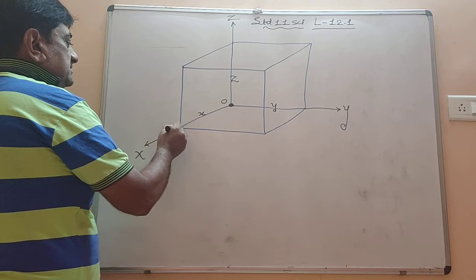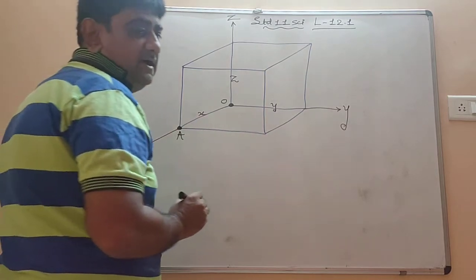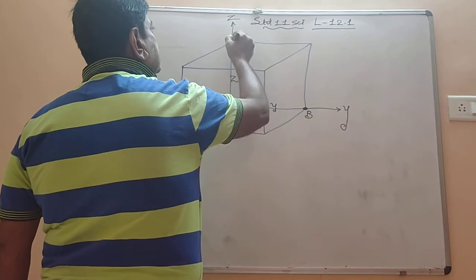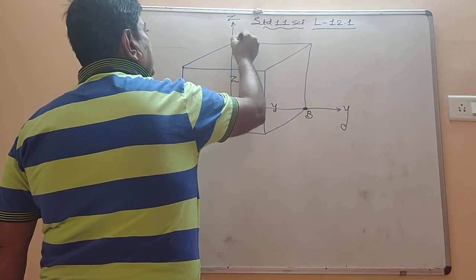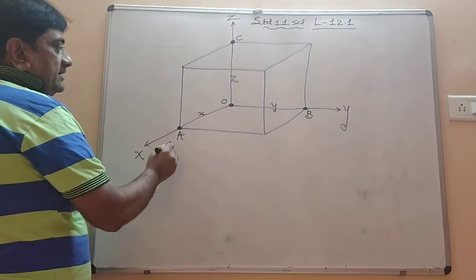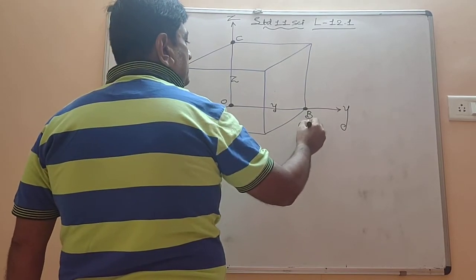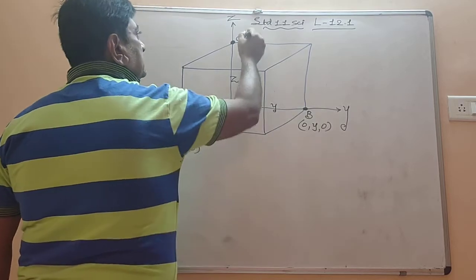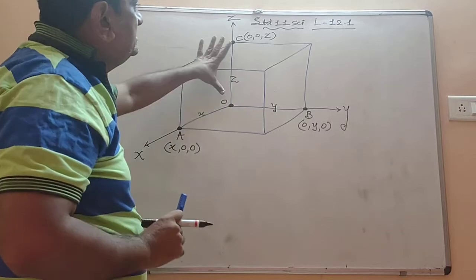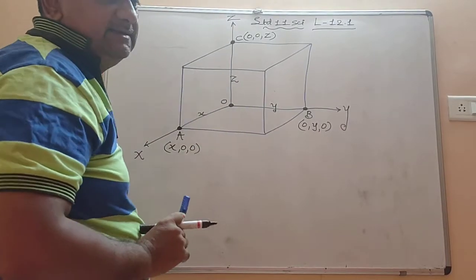Now on the x-axis, suppose this point is A. On y-axis, this point is B, and on z-axis, this point is C. So coordinates of A is x, 0, 0. Coordinates of B, 0, y, 0. It is 0, 0, z. Because this distance is z, this distance is y, and this one is x.